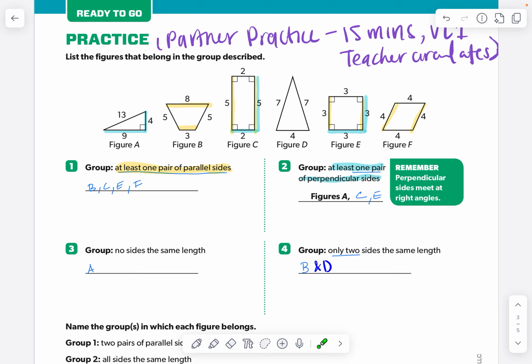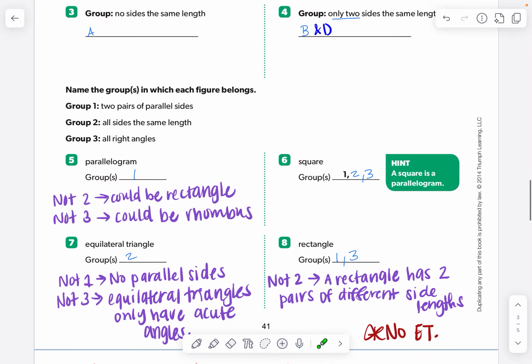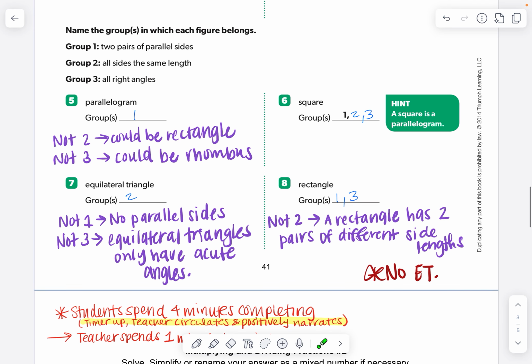And then group 2, at least one pair of perpendicular sides. Group 3, no sides are the same length. So they have to look at those numbers to identify the sides. And then group 4, only 2 sides have the same length. And then for this second part, they are going to use not figures, but groups 1, 2, and 3 to help them classify whether a shape is a parallelogram, a square, an equilateral triangle, or a rectangle.